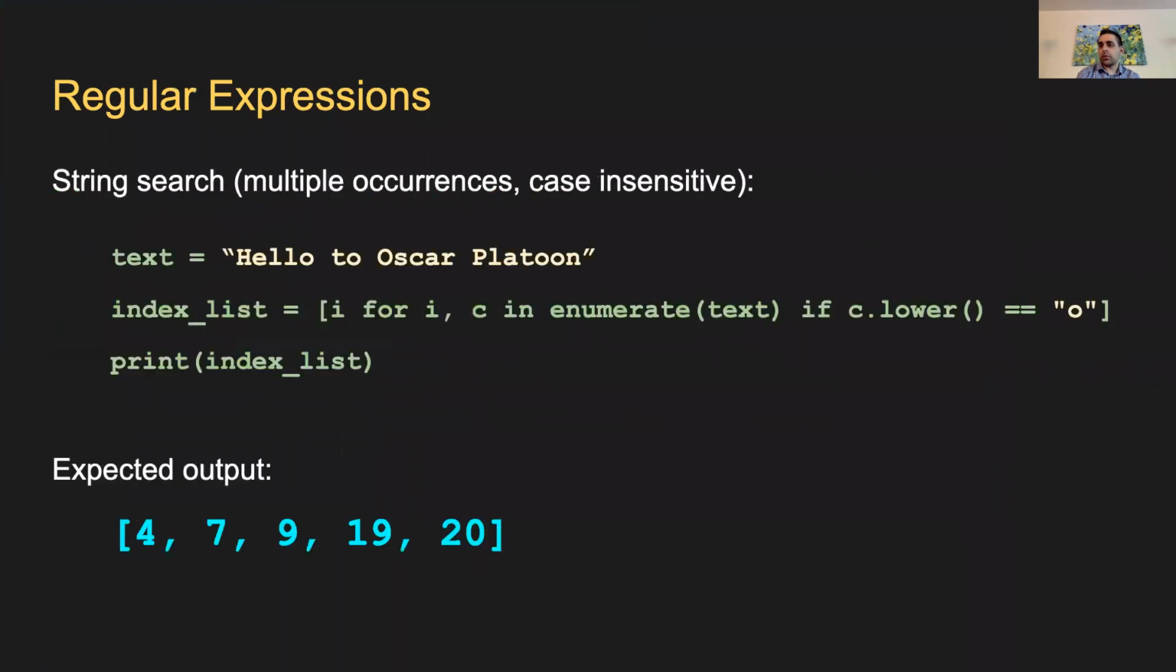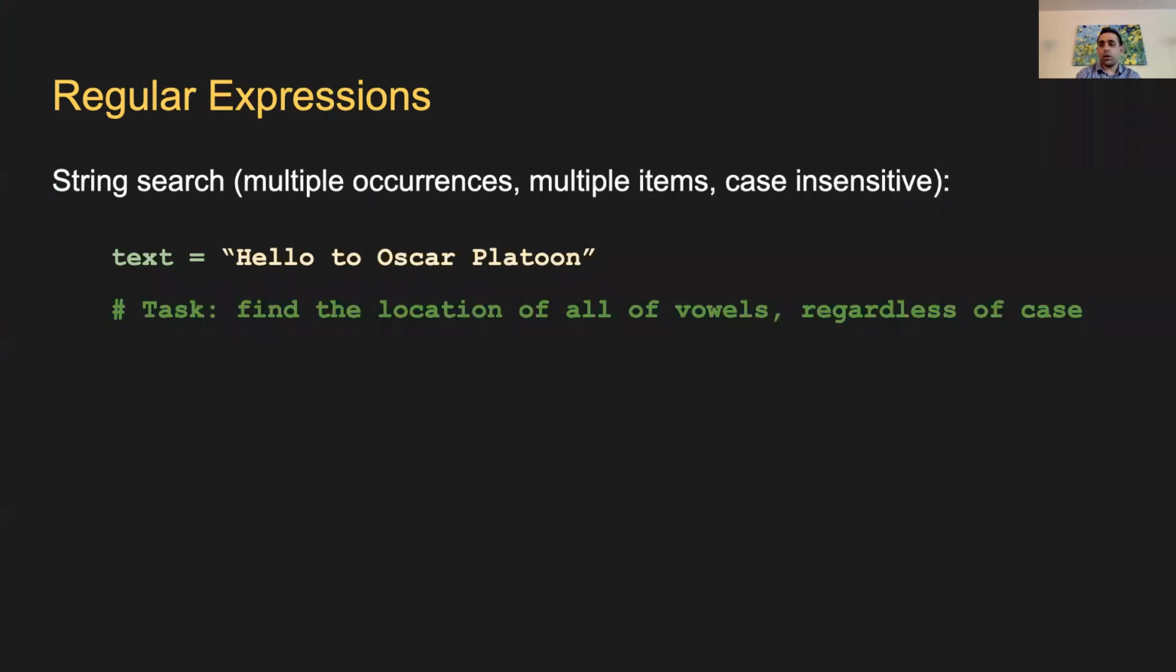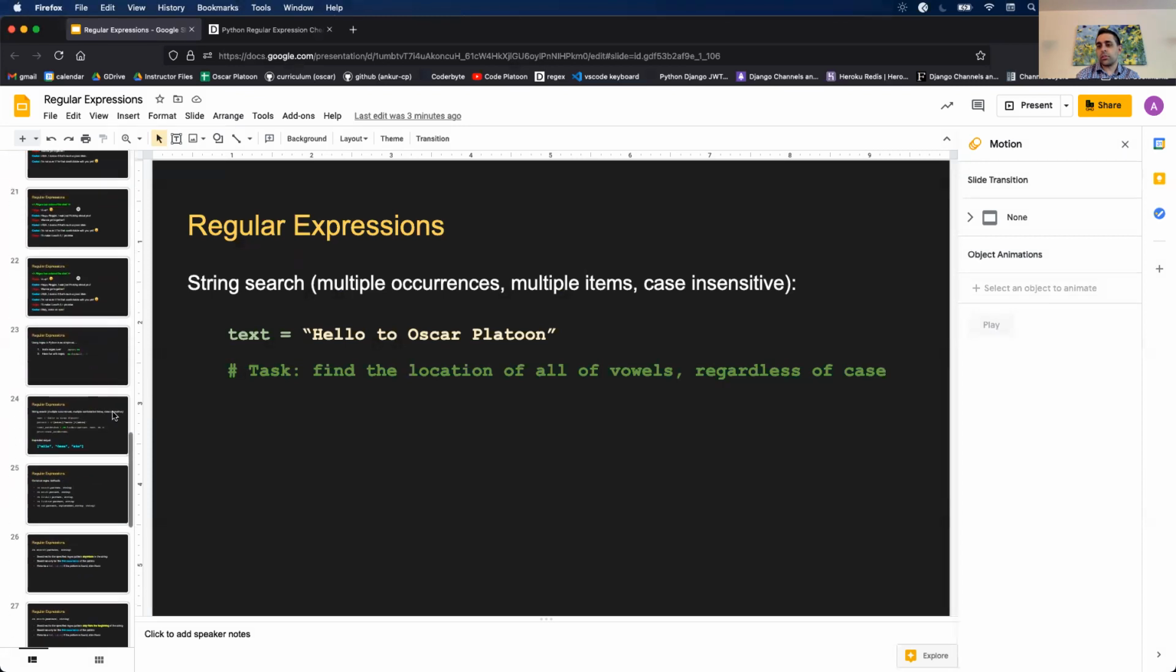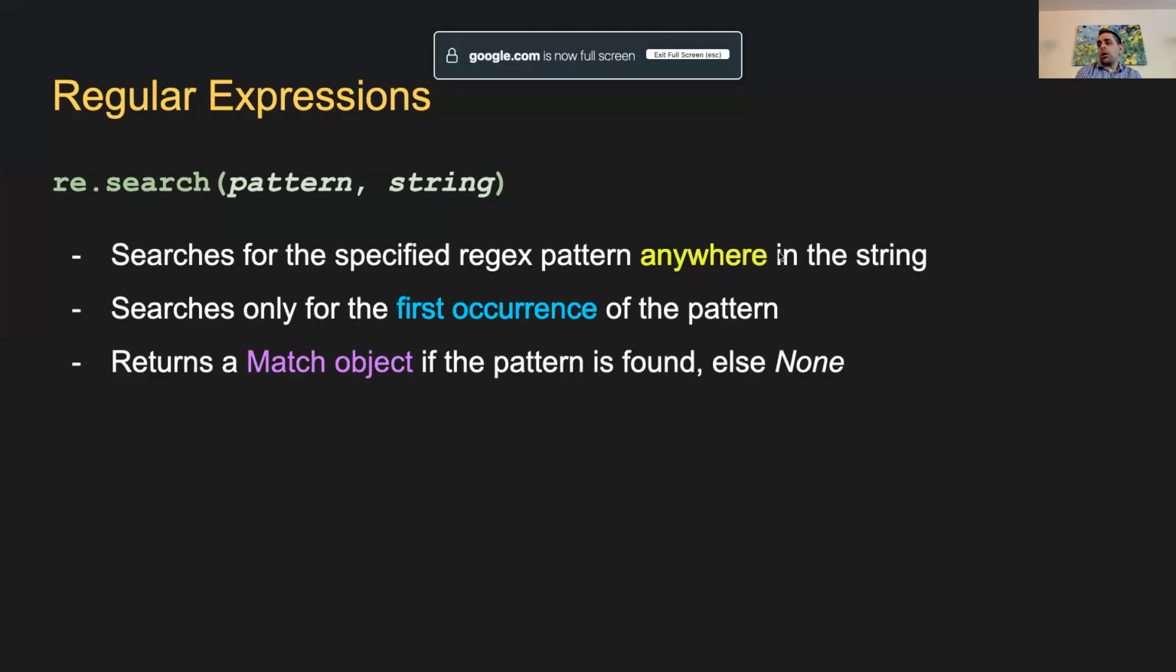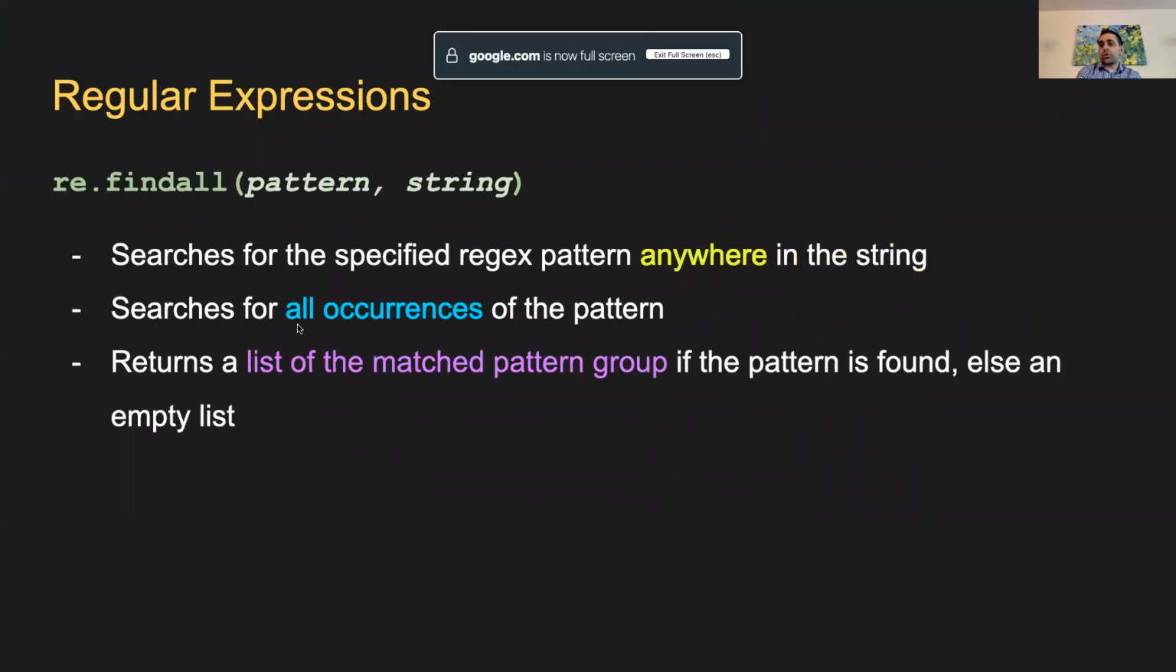In this case, where we want to find all occurrences of O, that's a find all case. So we could have used regex find all here if we wanted to, but obviously we didn't know about regexes here, so we weren't as fortunate. So where were we here? Yep, find all will return all occurrences.